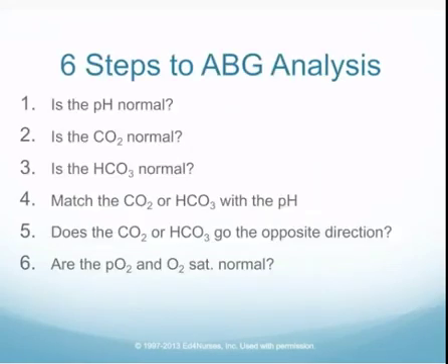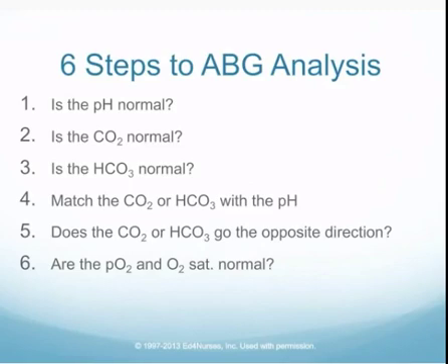So the 6 steps to ABG analysis are: 1, we're going to look at the pH, then we're going to look at the CO2, the bicarb, and onward. Notice that there's 2 main components that we are assessing when we look at a blood gas. We're assessing both the pH, which tells us about acid-base balance, and the oxygenation status of our patient. So 2 different areas of information that we're getting from arterial blood gases.